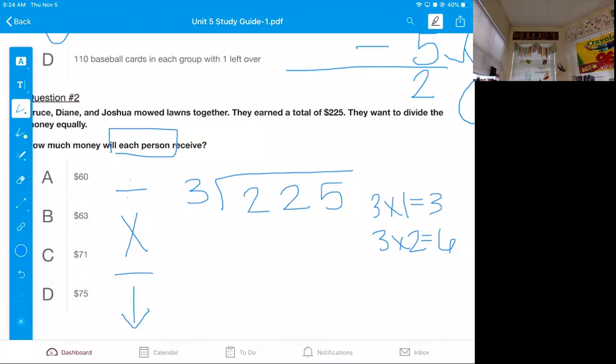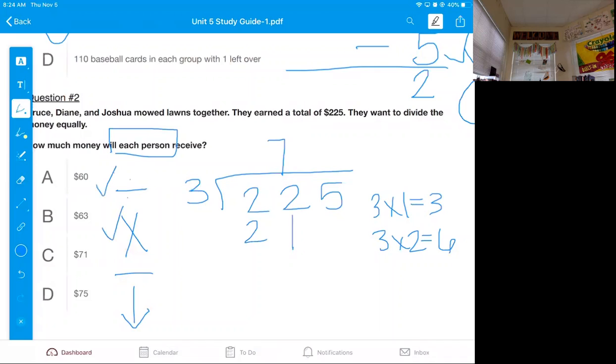So I need to either look at my 3 facts I wrote down or think about them and come up with one that gets me close to 22. 3 times what, Brianna? 3 times 7. Great. So over 22, I'm going to put a 7. And everybody, what is 3 times 7? 21. So underneath, I'm going to write 21. So that was division and multiplication.